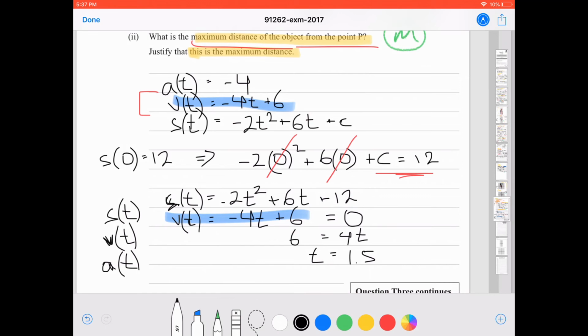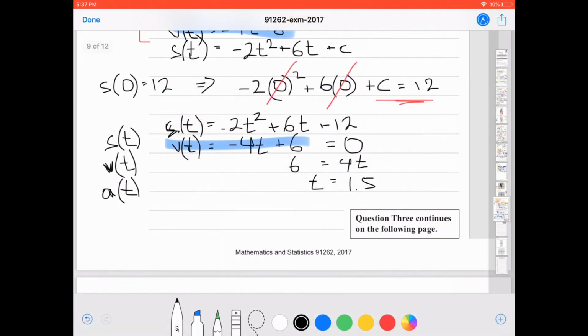And so when it is a maximum distance, 1.5 seconds have elapsed. And so we're going to solve S of 1.5. We're going to solve for the distance here. We're going to find the distance. So we're going to say minus 2 times 1.5 squared plus 6 times 1.5 plus C, not plus C, plus 12.